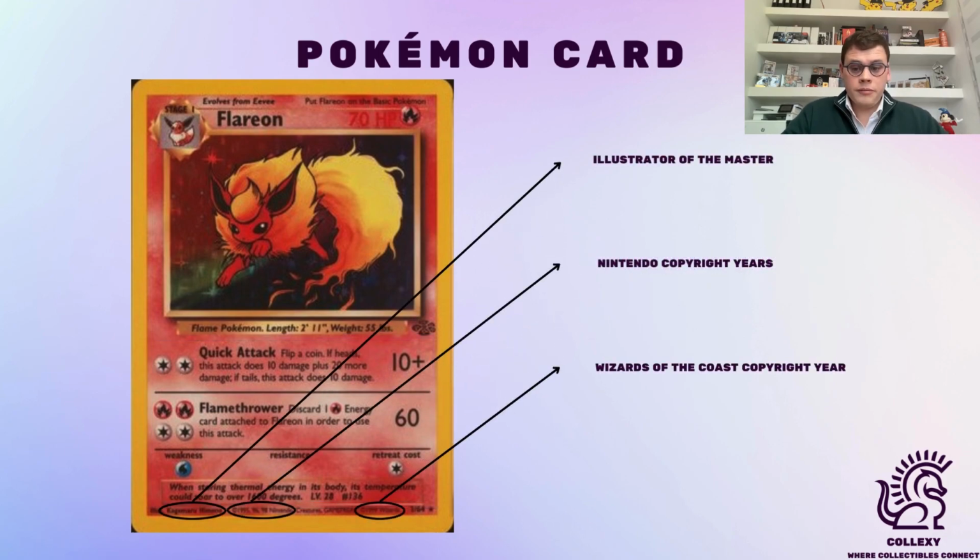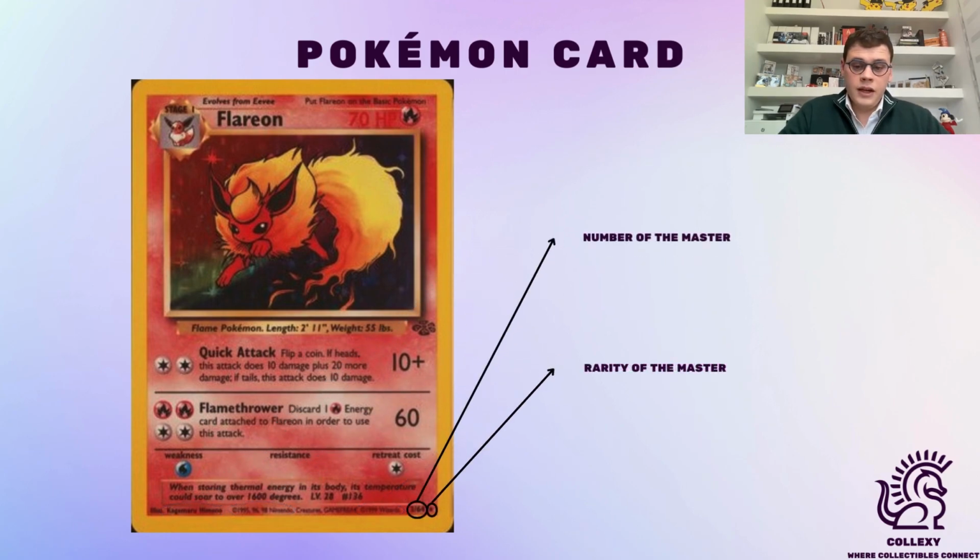Then all the way on the bottom, the same thing as for the base set. On the left side, you can see the illustrator of the master. Next to it, you can see the Nintendo copyright years. And then on the right side, you can see the Wizards of the Coast copyright year. And finally, on the right side, you can see the number of the master and the rarity of the master.